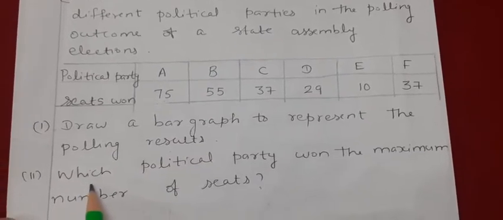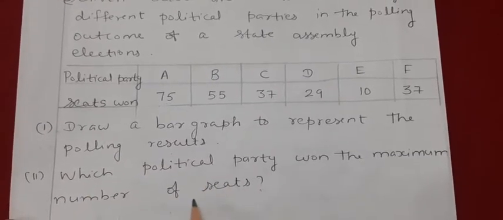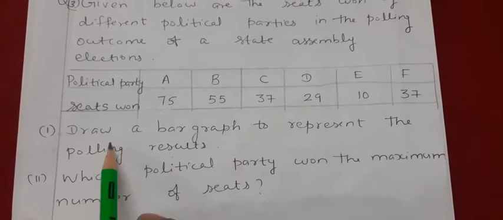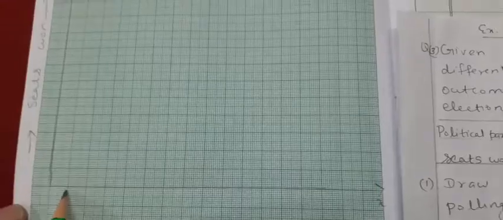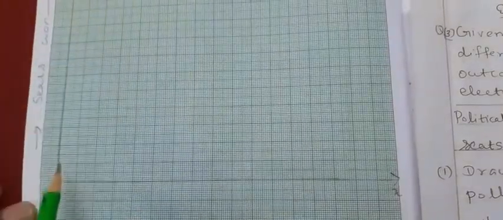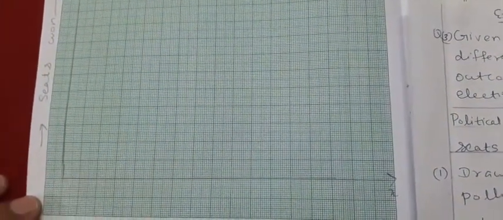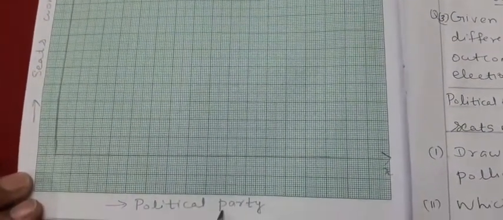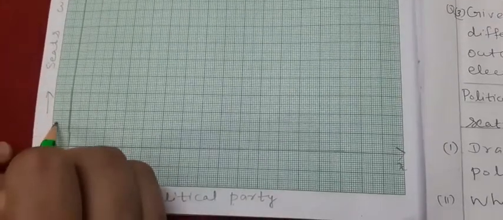Second part of the question, which political party won the maximum number of seats? So first of all, we will draw the bar graph. So on a graph paper, first of all, we will draw the x-axis and y-axis. And on x-axis, we will represent political party, and on y-axis, we will represent seats won.